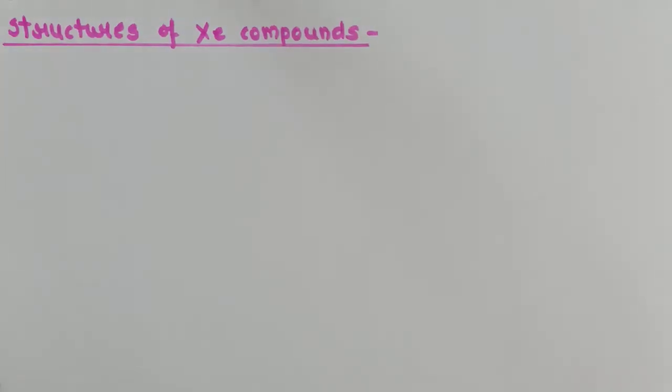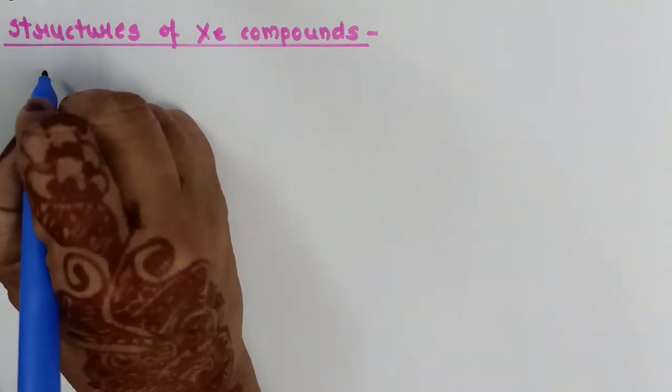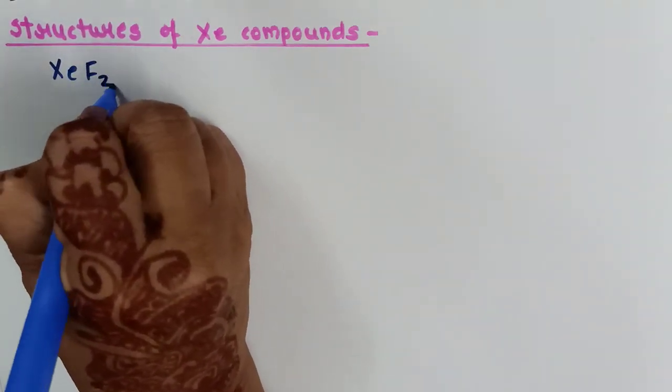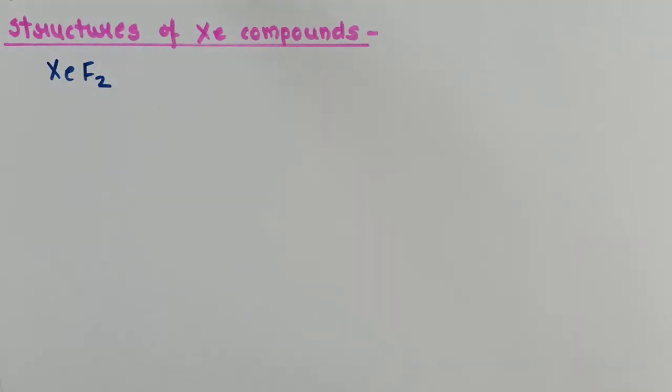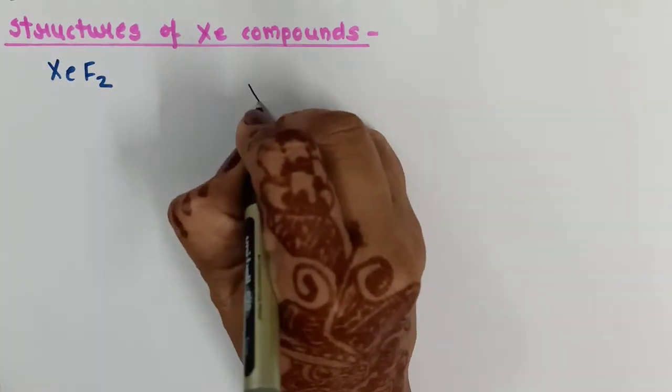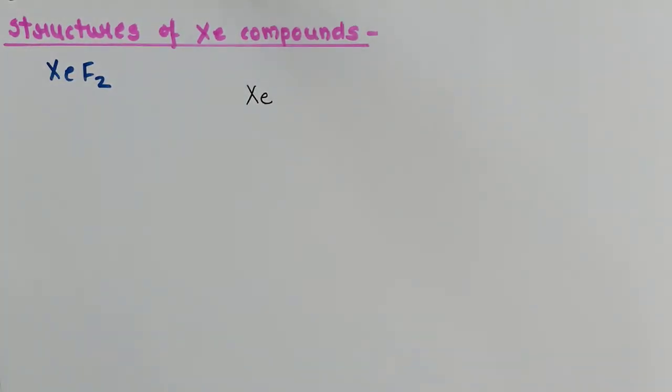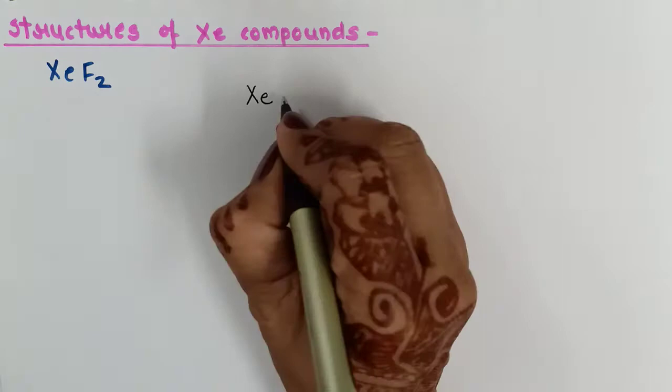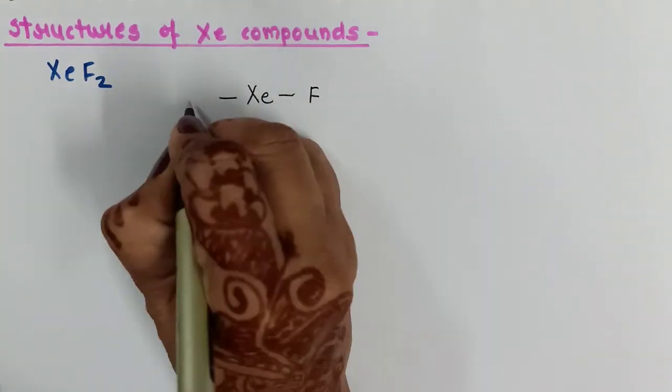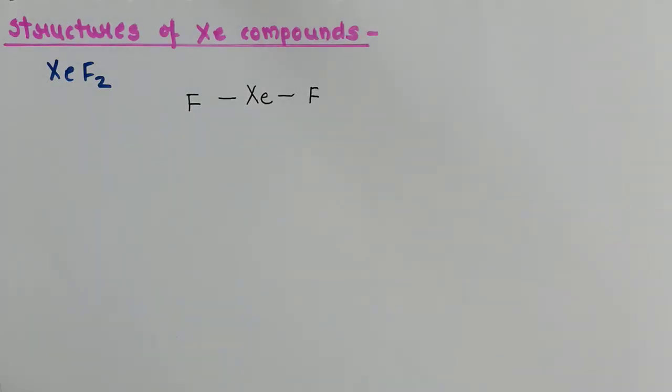Now let us discuss the structures of these xenon and oxygen or xenon and fluorine compounds by using VSEPR theory. The very first compound is XeF2. Now we have to use the outermost configuration of xenon. In xenon's outermost shell, there are 8 electrons. Out of 8 electrons, 2 will be used in forming bond with fluorine. So out of 8, 2 electrons are used, so obviously 3 lone pairs will be left out.